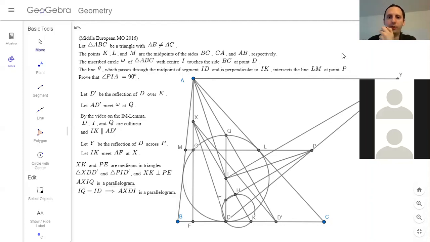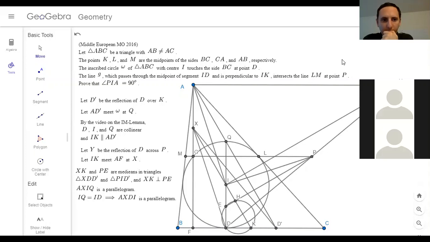Okay, so I'll just draw the solution using point Y. So YI is perpendicular to AD prime. I'm just trying to remember, why was that? Oh, because IK is parallel to AB prime, which means that YQ is parallel to IP. Oh, okay, yeah.